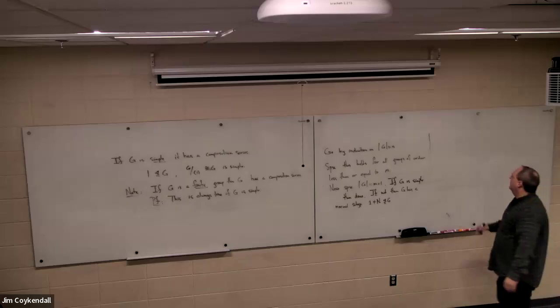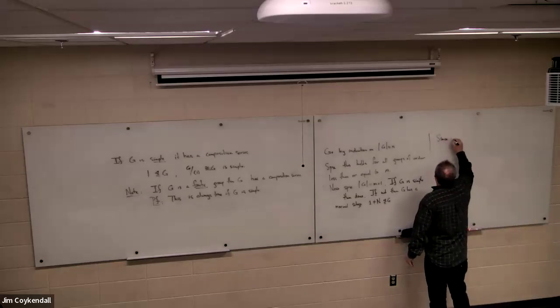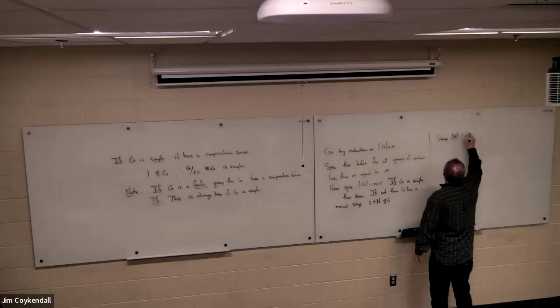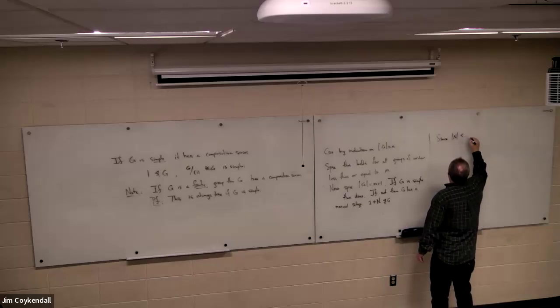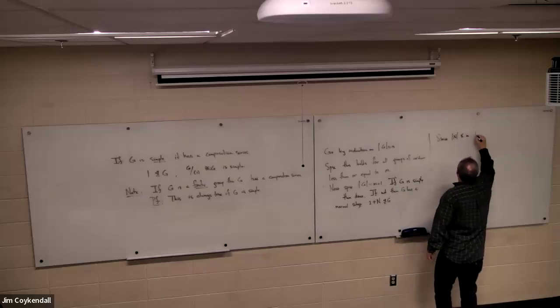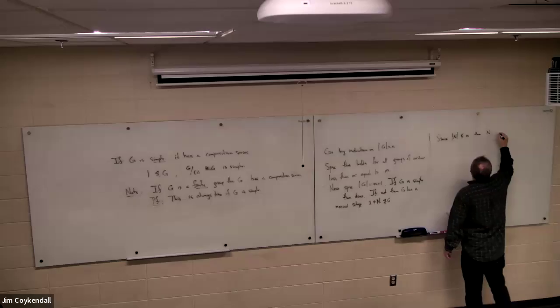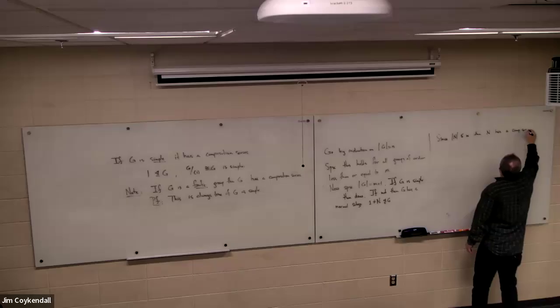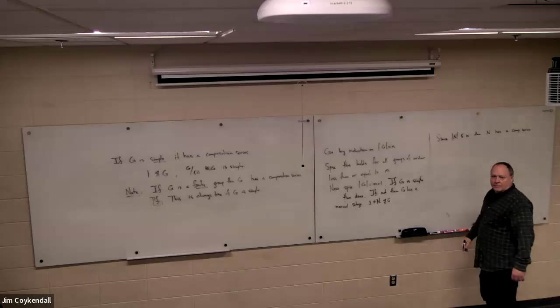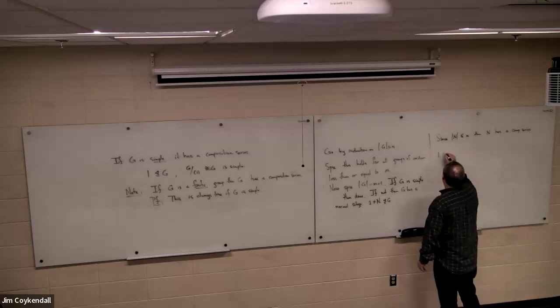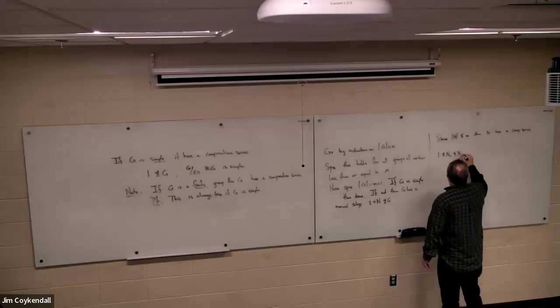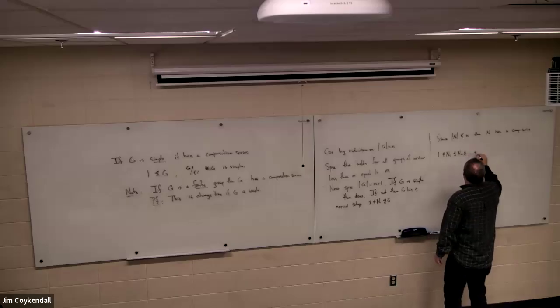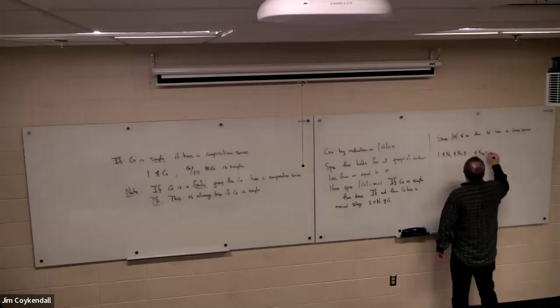Well, since the order of N is less than or equal to n, then N has a composition series. Right? So one normal in M1, normal in M2, normal in N. So M.